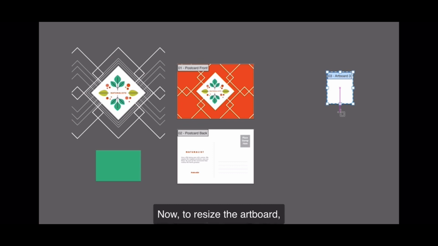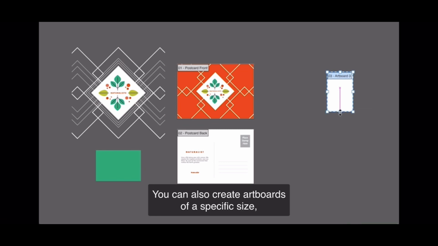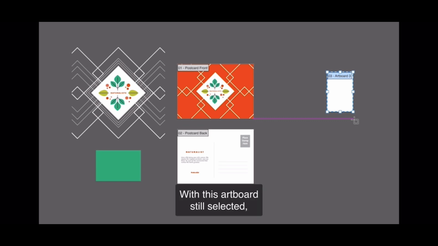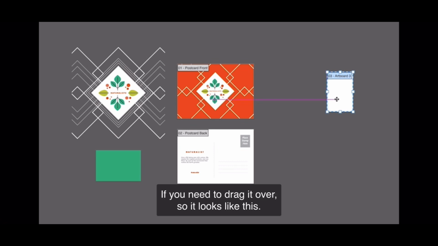Now, to resize the artboard, you can drag the corner or an edge of the artboard. You can also create artboards of a specific size, maybe to design a printed poster or an app or a specific device size. With this artboard still selected, make sure it's far enough away from the artboards to the left of it. If you need to, drag it over so it looks like this.